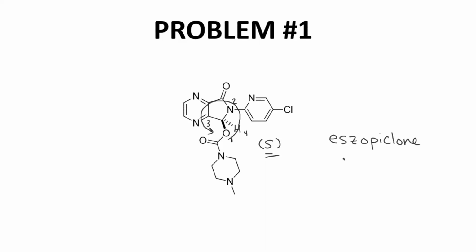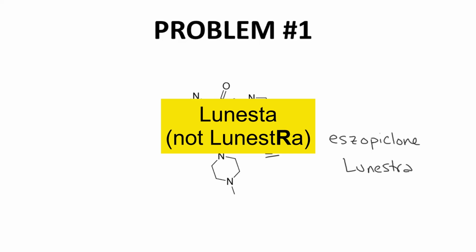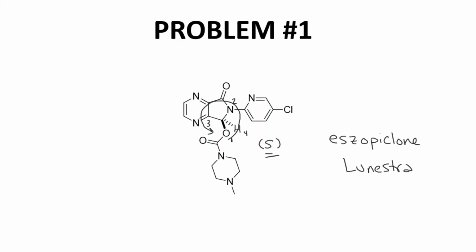S-zopiclone, and as we said, this is sold under the trade name Lunesta. It's used to treat insomnia. Like many single enantiomer drugs, part of the name indicates the stereochemistry or properties of the molecule. In this case, the Es at the beginning of the name indicates the S configuration of the carbon in the molecule.